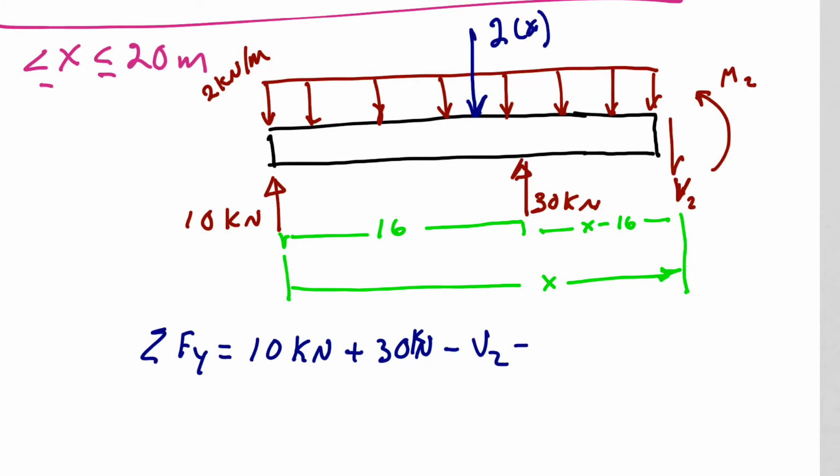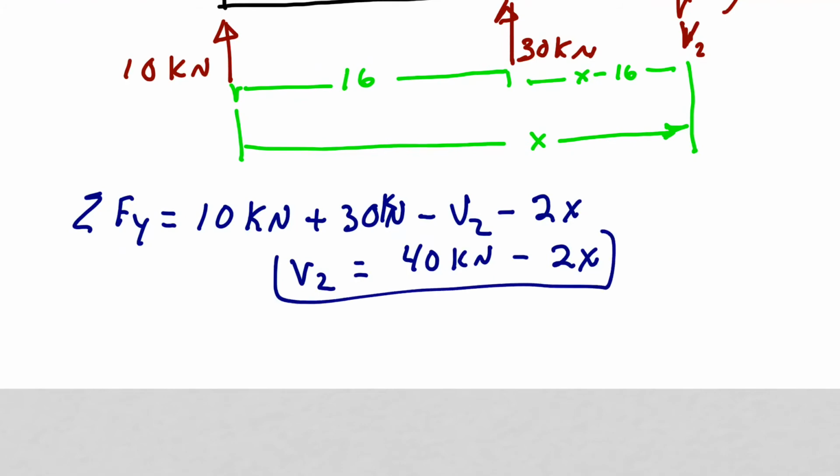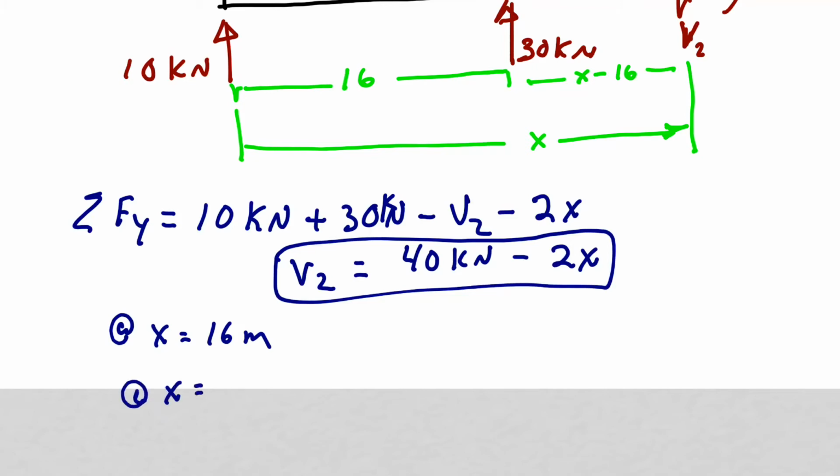So that is a minus 2x. Now we will solve for V2. So here is V2 as a function of x from that cut. And now let's evaluate this at x equal to 16 meters and x equal to 20 meters. At x equals 16 meters, V2 equals 8 kilonewtons, and at 20 meters, this equals 0 kilonewtons.